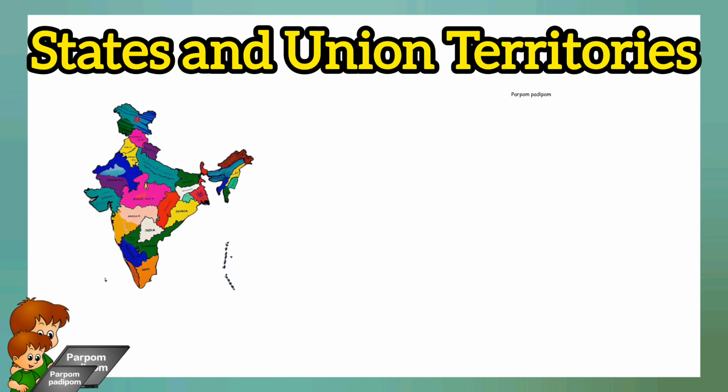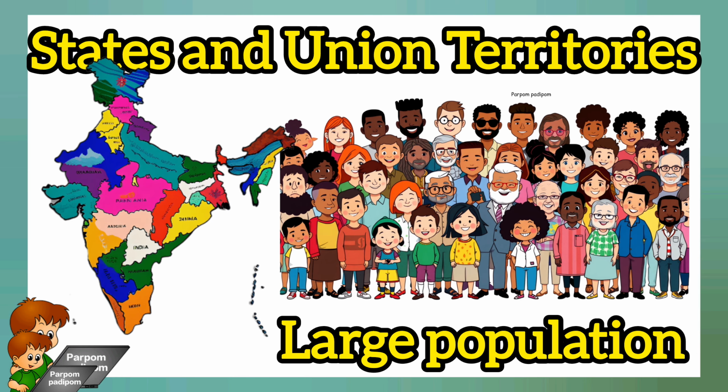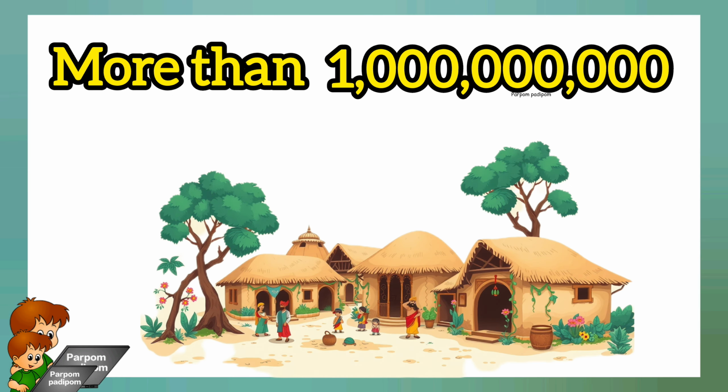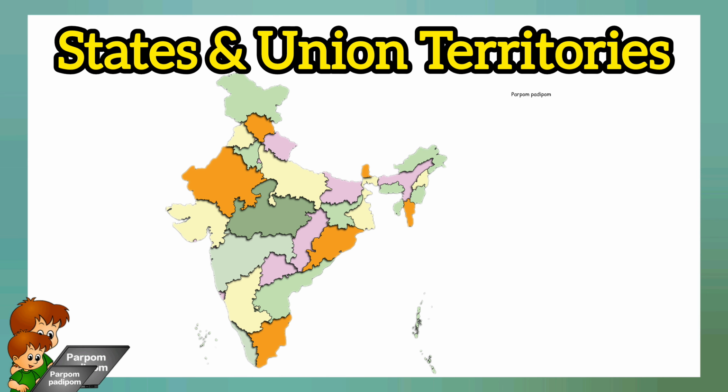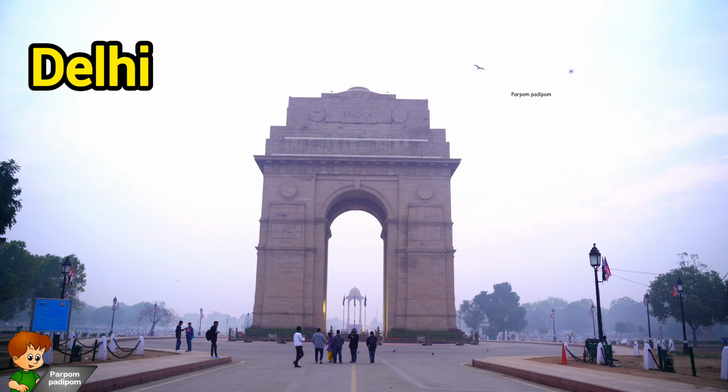We know that India is a big country with a large population. There are more than 1 billion people who live in Indian villages, cities, and towns. In order to run it efficiently, our country is divided into smaller areas. These areas are called states and union territories. India has 28 states and 8 union territories.